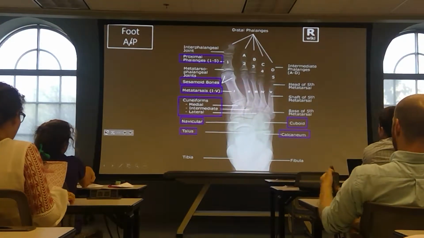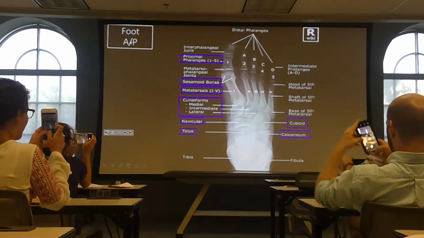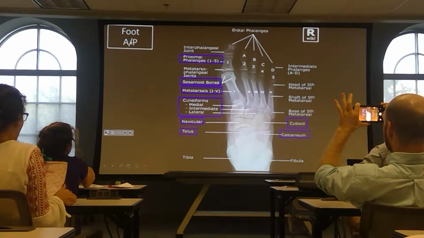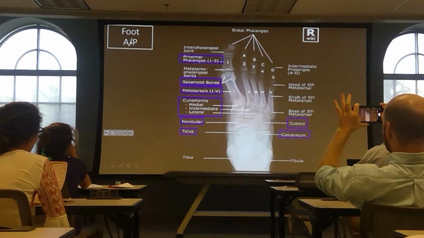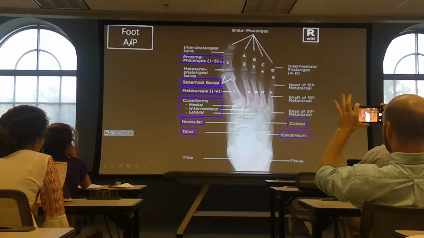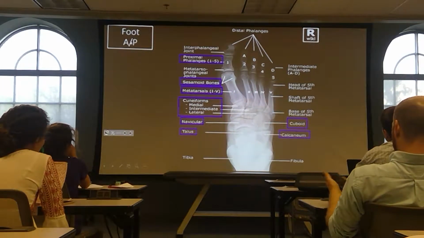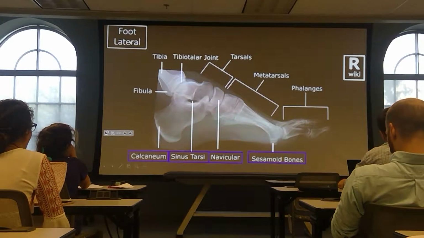Here's your foot AP, so looking down onto the foot. What do I think are good ones out of there? Your cuneiforms are probably testable. Your cuboid is probably the one I would pick. Your cuboid or your navicular is probably the one I would pick if I was testing, because again, those aren't rookie league, but they're easy to tell apart.